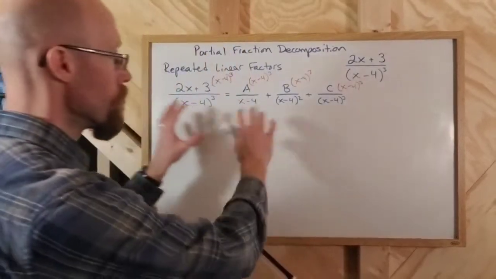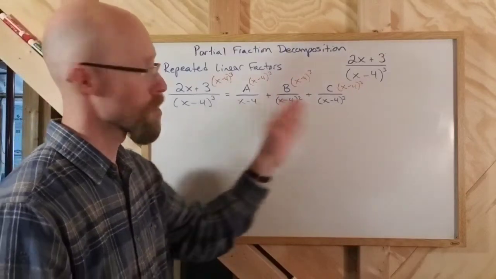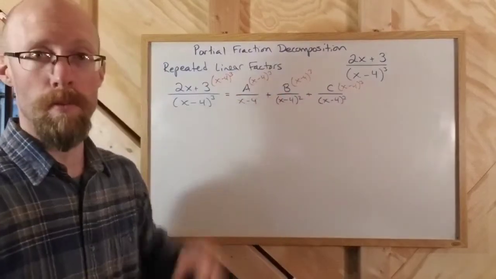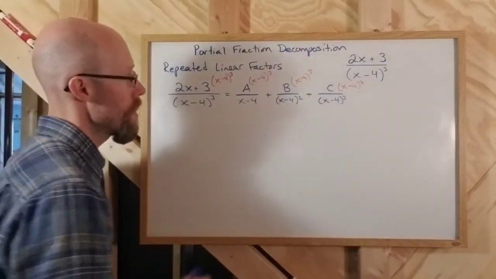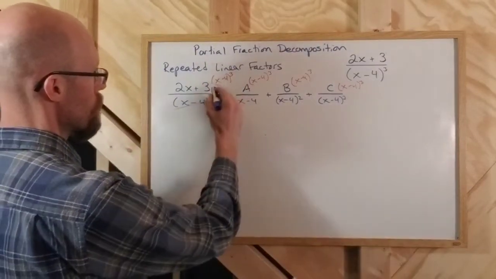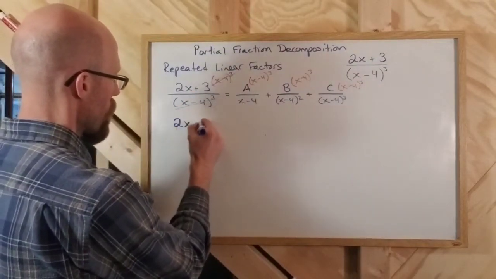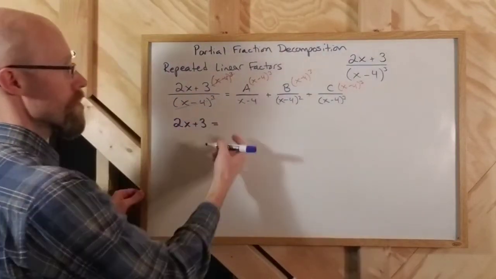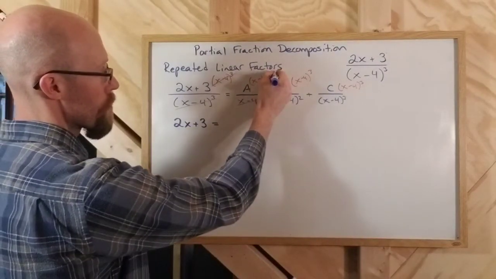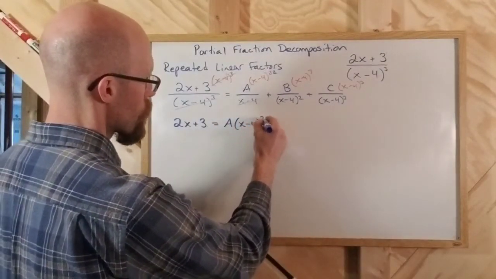So I've basically used the multiplication principle of equality along with the distributive property there. Then I'm going to cancel common factors. Well, here the x minus 4 cubed and the x minus 4 cubed cancel off, and I'm just left with 2x plus 3. On the other side, one factor of x minus 4 cancels with one of those, so I end up with a 2 exponent. So it's A times x minus 4 squared.